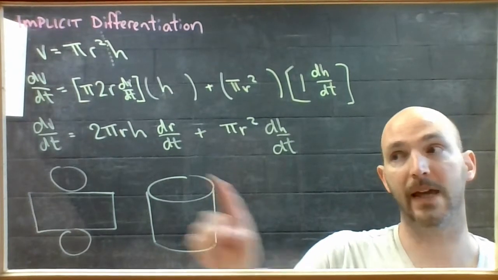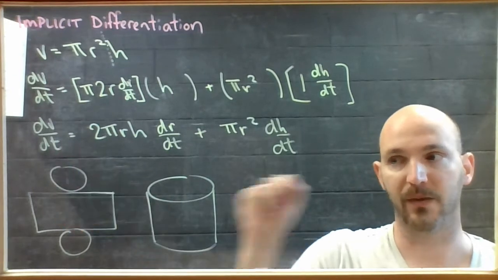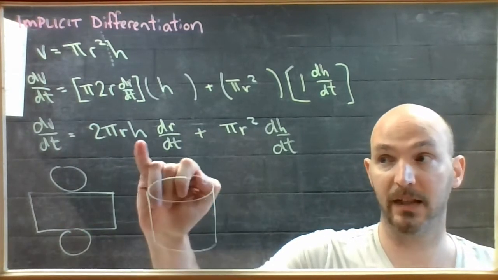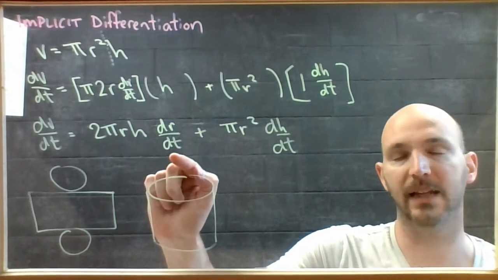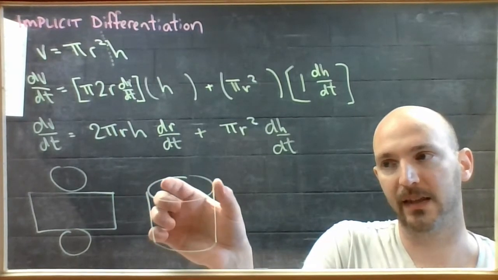There are two ways that you can have the volume of this cylinder grow. The first thing you can do is to keep the height constant here. So I am not letting the height change, and instead I let the radius grow.